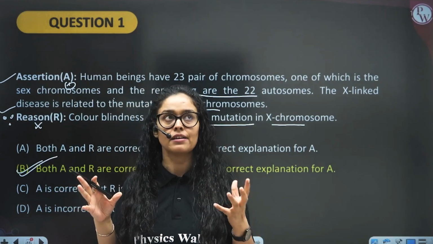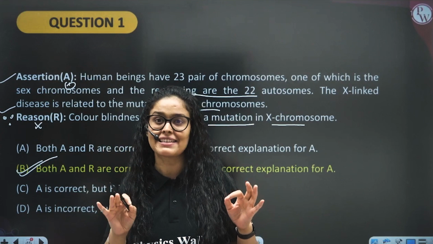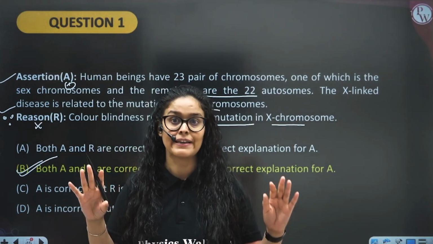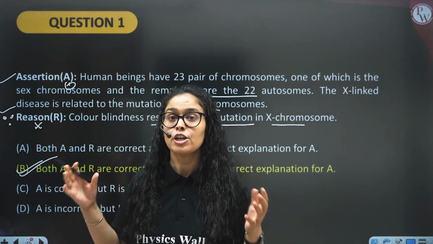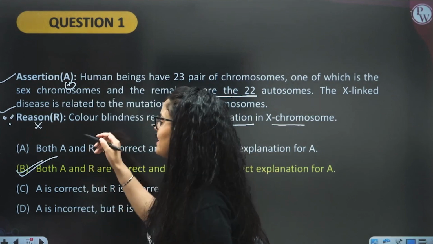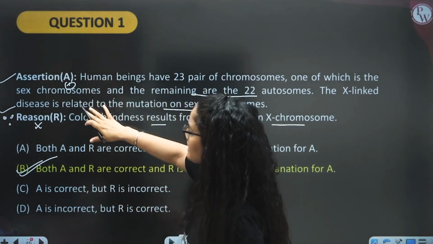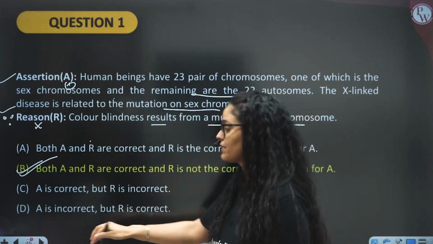Like if I'm saying that student X gets 650 plus marks, and the reason is because he's very hardworking, very consistent in the exam or consistent in the class, so that's why he's able to. That means the reason is justifying the assertion. So in that case, you choose option A. But if both the statements are true and the reason is not justifying the assertion properly, you will go with B.